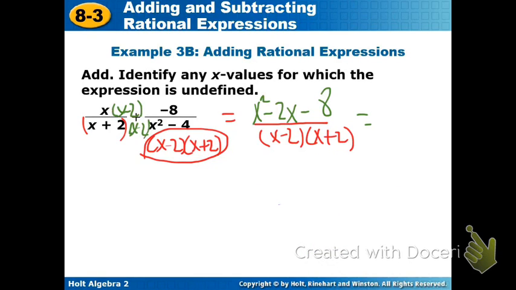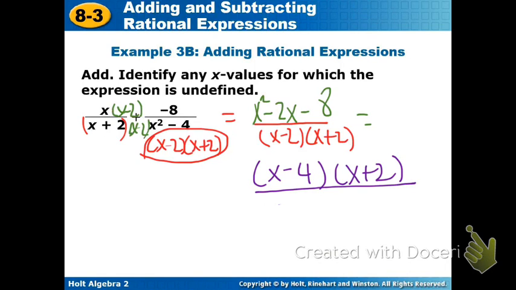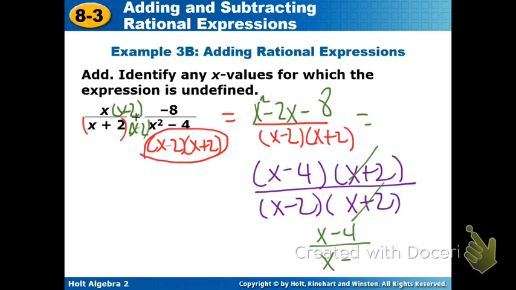Okay, let's go back and redo. So I made a mistake. So I have, that's going to factor into x minus 4, x plus 2. All right, now we got it. Okay, so now this time what cancels out? The x plus 2's cancel. Thank you for catching that. Appreciate it. Okay, so now we have left x minus 4 over x minus 2.